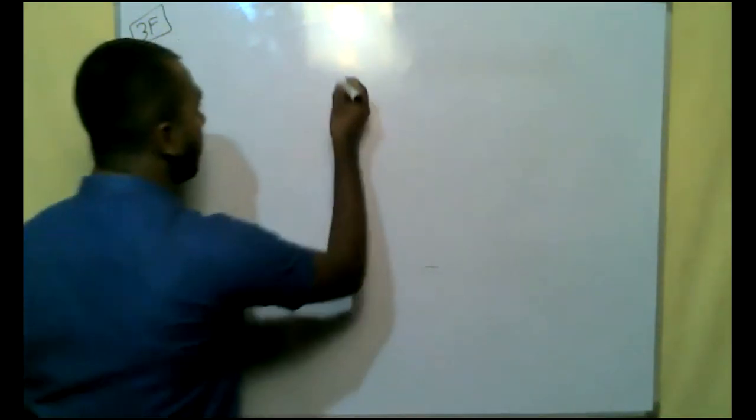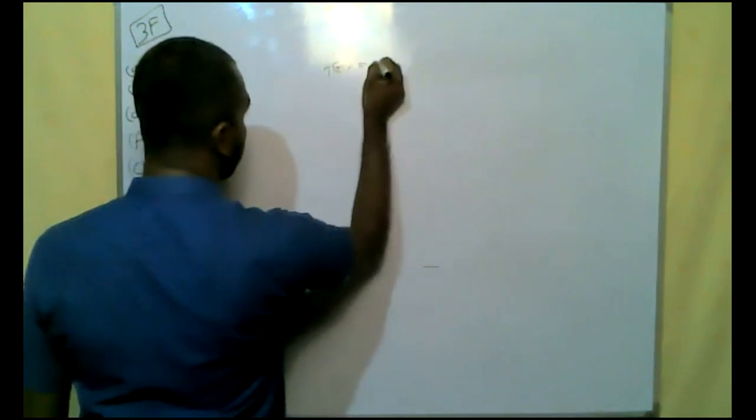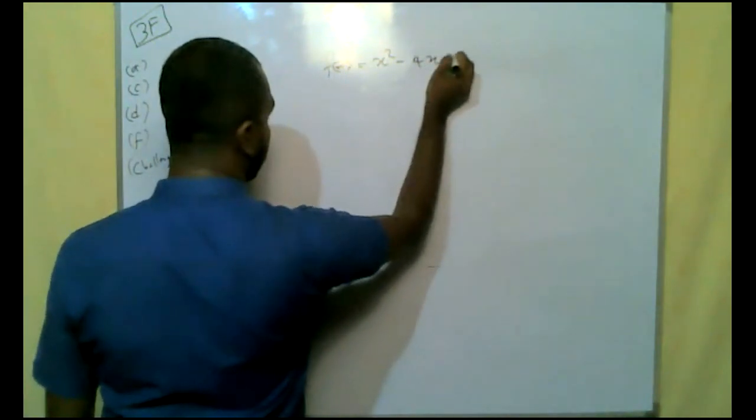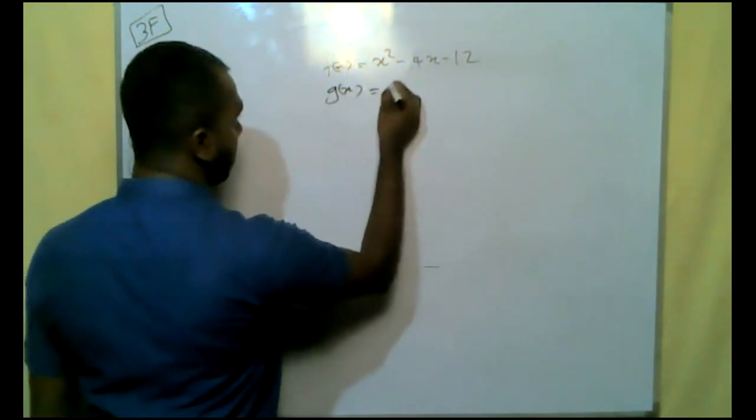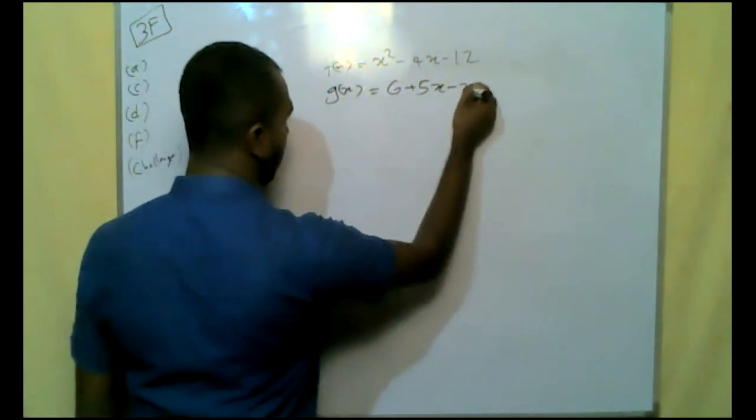And then the challenge question. What is the challenge? Sketch the graphs. They have already given the sketch as well. Never mind. Let's do it quickly. f(x) equals x squared minus 4x minus 12. And what is it about g(x)? 6 plus 5x minus x squared.